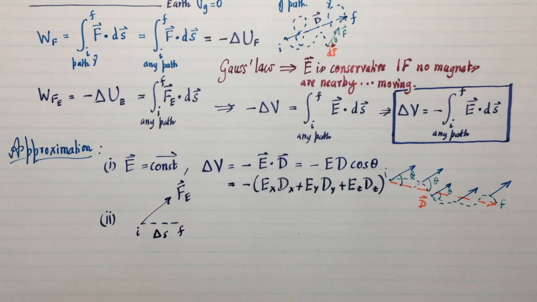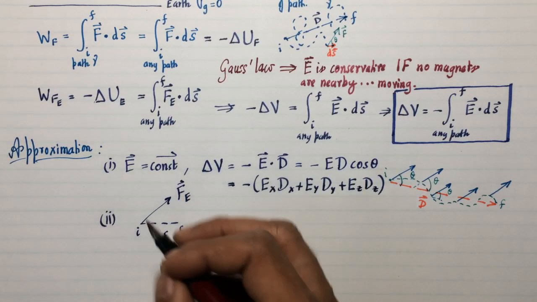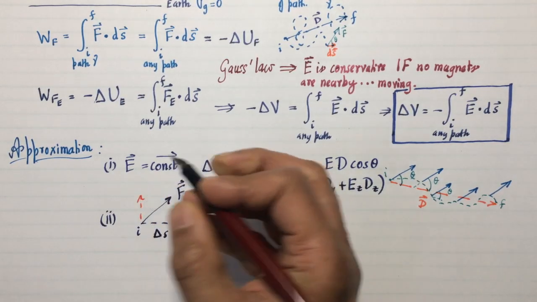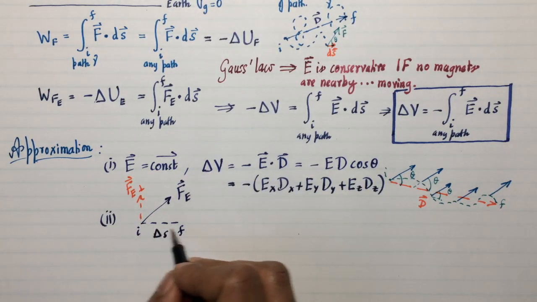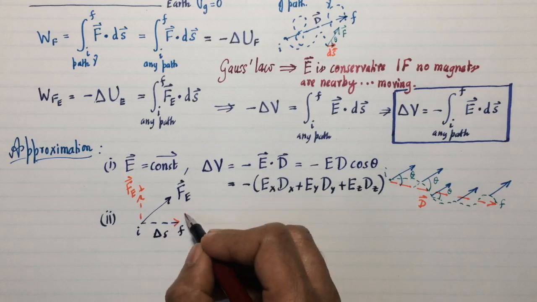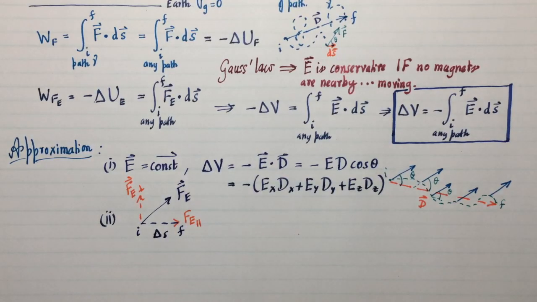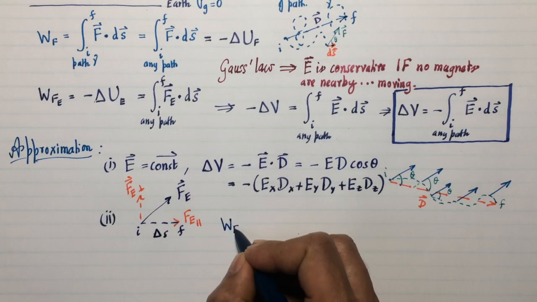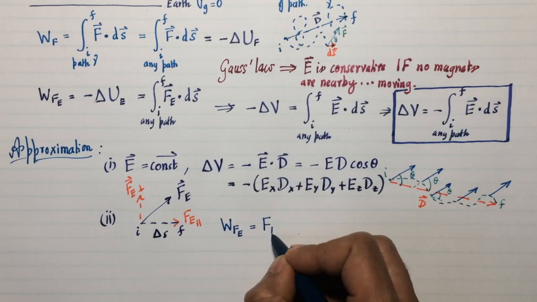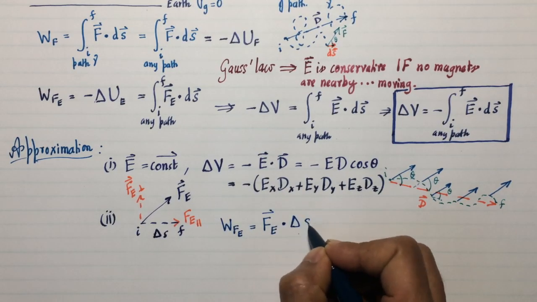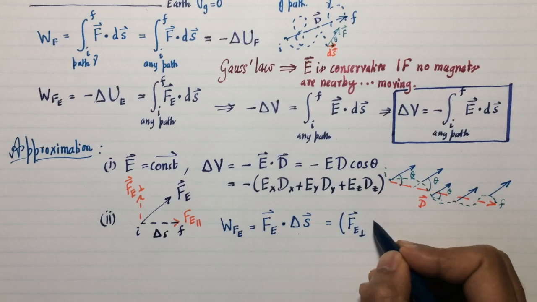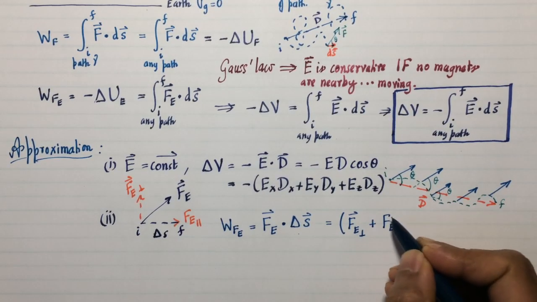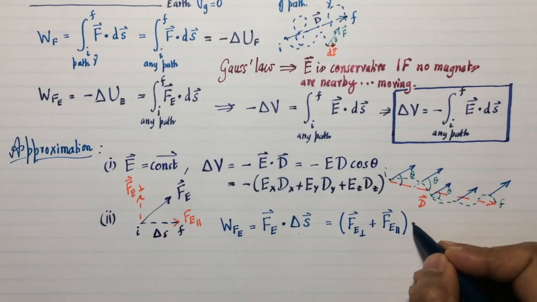But can I make any statement about this electric field? Well, for one thing, I can decompose it into two components. I can decompose it into the perpendicular component to the delta S and the parallel component along the direction of delta S. So let's write down an expression for the work done by the electric force. Work done by the electric force, which is equal to F sub E dot delta S in this case. Well, I can write F sub E as F sub E perpendicular plus F sub E parallel, because of the decomposition I've illustrated in red, dot delta S.